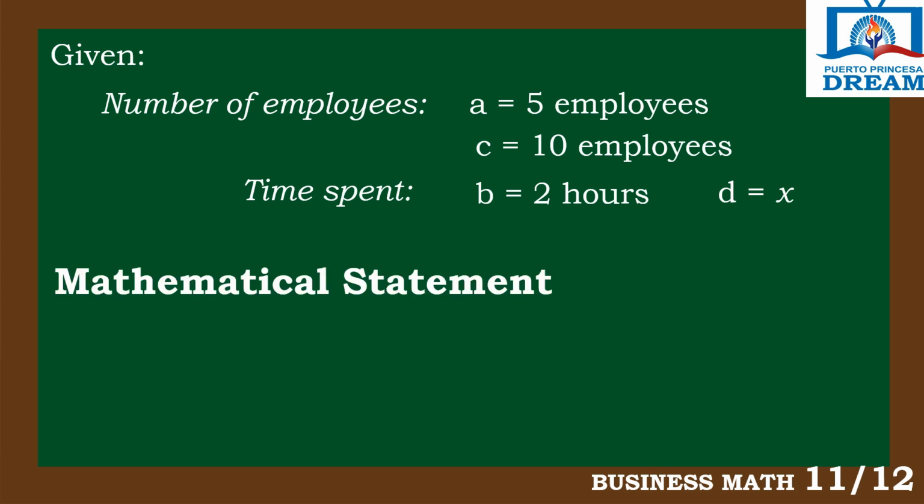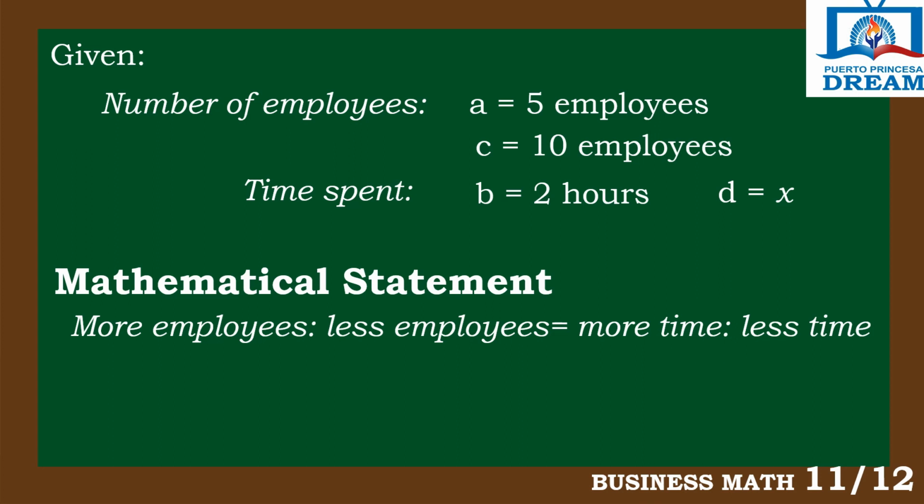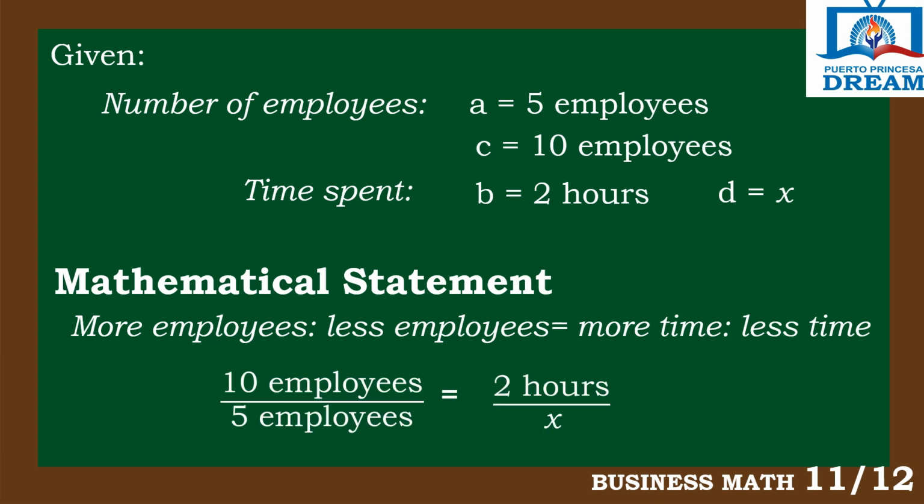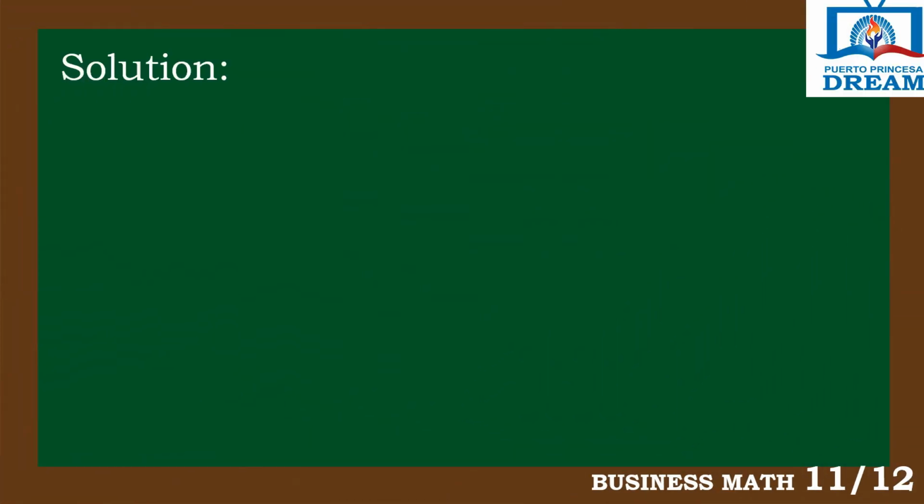Using the mathematical statement, we have, using the given, 10 employees over 5 employees is equal to 2 hours over X. From the mathematical statement, we set up the formula. 10 over 5 is equal to 2 over X. Applying the concept of cross multiplication, we have 10x is equal to 5 times 2, which is equal to 10.